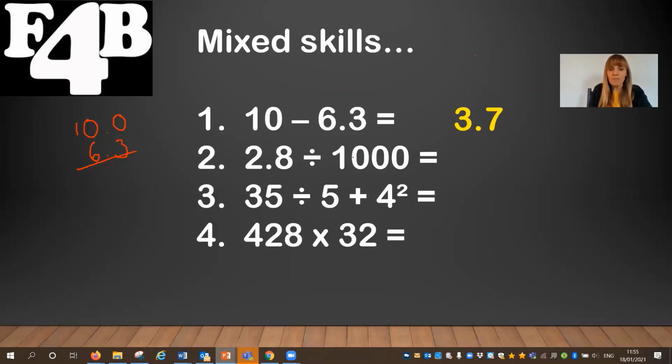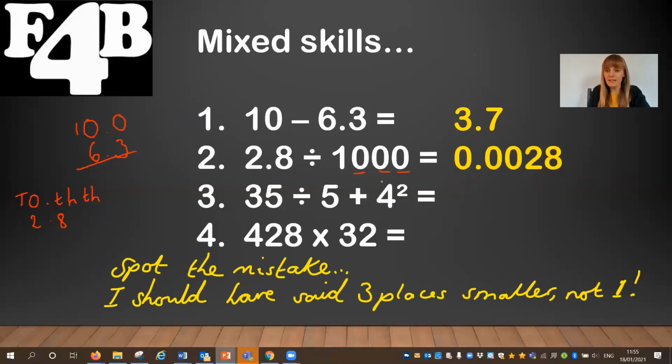Number two, remember when you're dividing by 10, 100 or 1,000, you should be using your place value grid. So you'll be using your tens, ones, your tenths, hundredths, thousandths column. And if you're dividing by 1,000, you will have popped your 2.8 in here. And hopefully we'll remember you're dividing by 1,000. There are 3 zeros. So everything needs to move one place smaller to give you an answer of 0.0028.